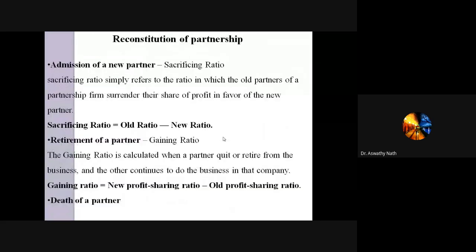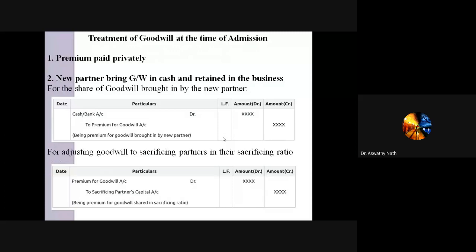So now we move on to the treatment of goodwill at the time of admission. Earlier I mentioned that whenever the reconstitution of a firm takes place, two things will be changed: the profit sharing ratio and the goodwill. You have to take care of these two things, and the treatment of goodwill at the time of admission.